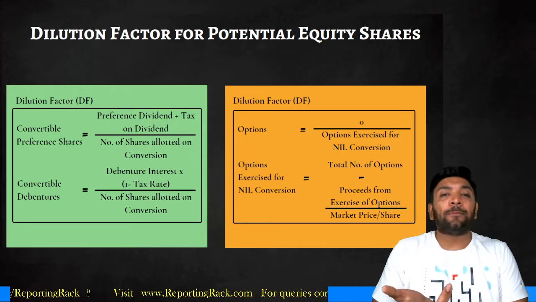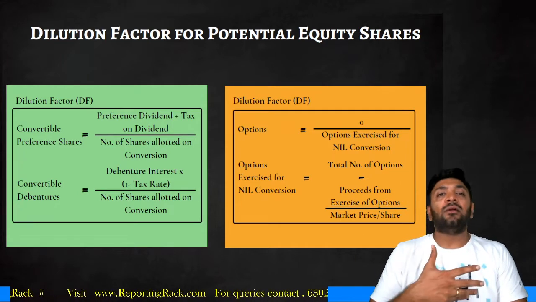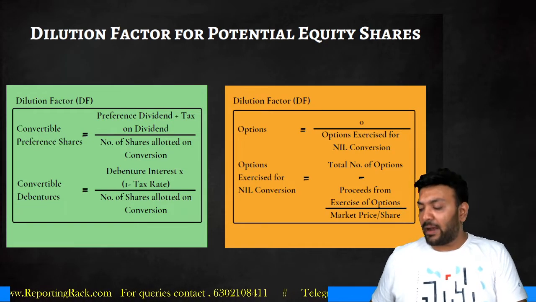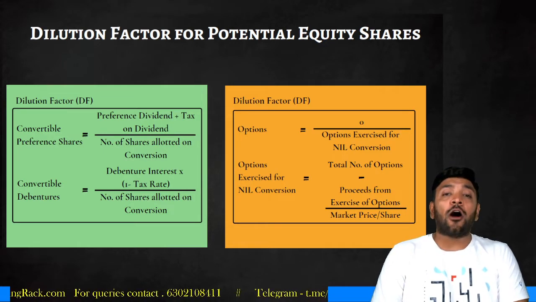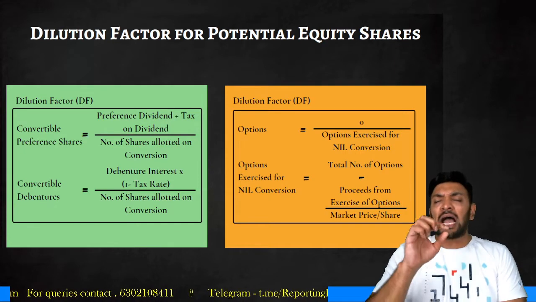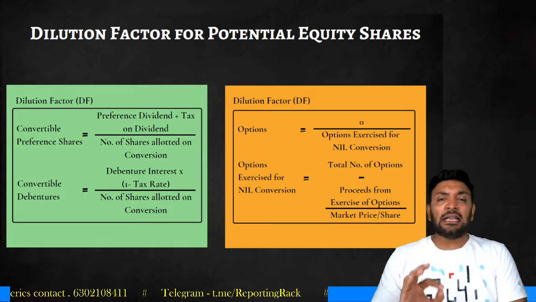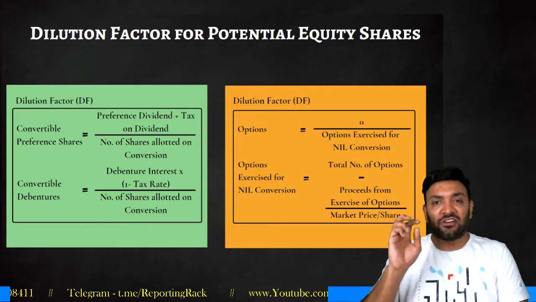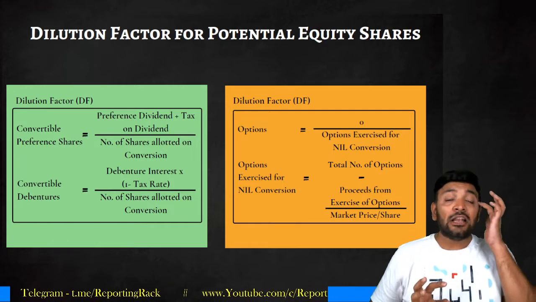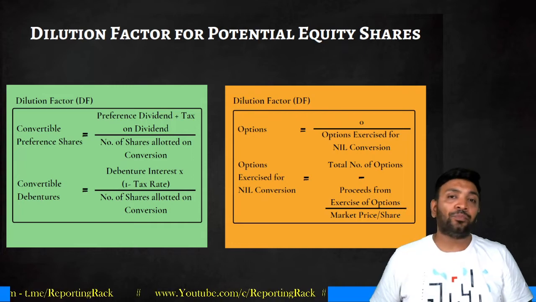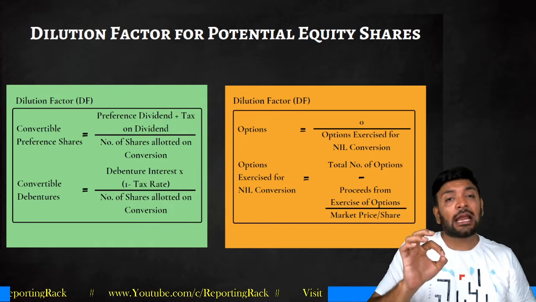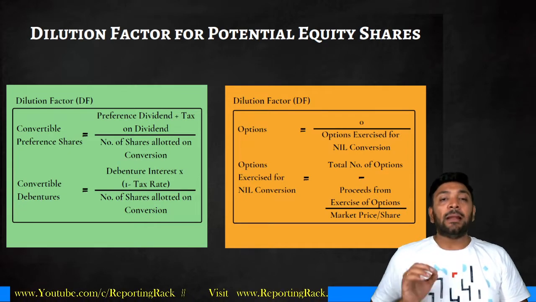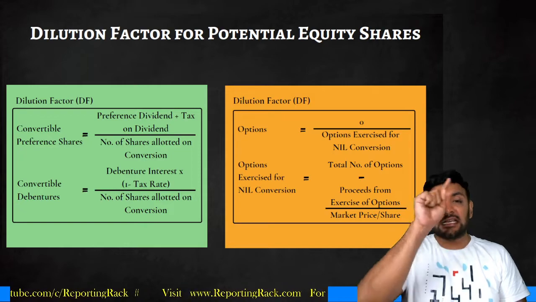If I look at options, there is no increase in PAES. Just because options became equity shares today, there is no increase in profits available to equity shareholders. So take the increase in the numerator as zero, divided by the number of options exercised for nil consideration. I will explain this denominator part, but ultimately I can tell you 0 divided by any number is 0. You do 0 divided by 100, you do 0 divided by infinity, the answer is 0. So, therefore, the dilution factor of an option is always 0. Since no fraction can be less than 0, I can say that the dilution factor is the least for options. Increase in PAES by increase in WANS for options is zero.